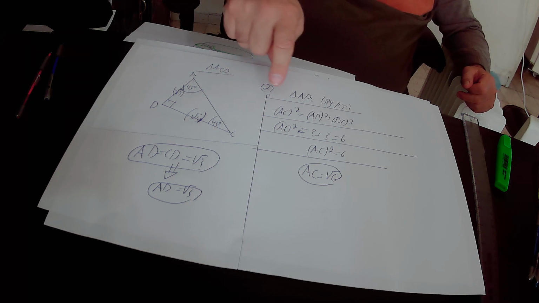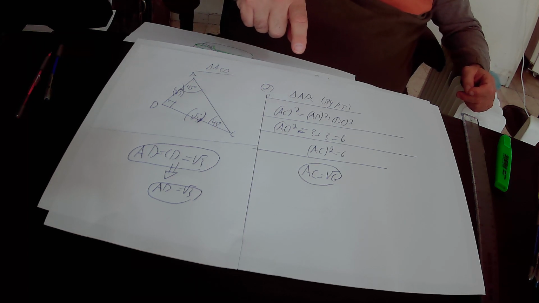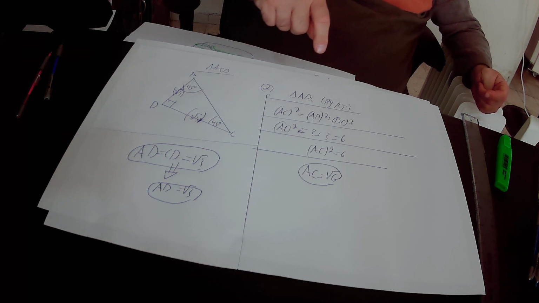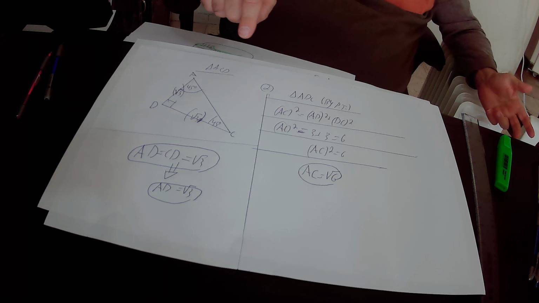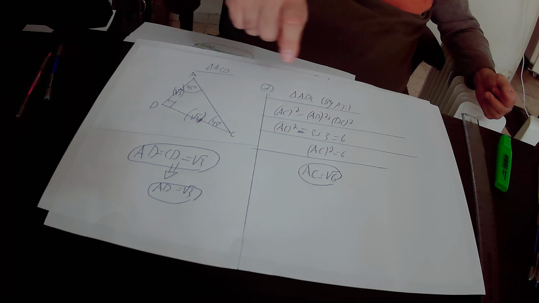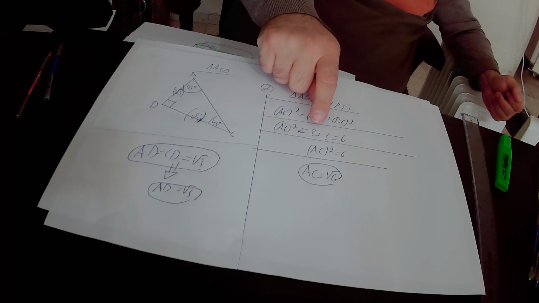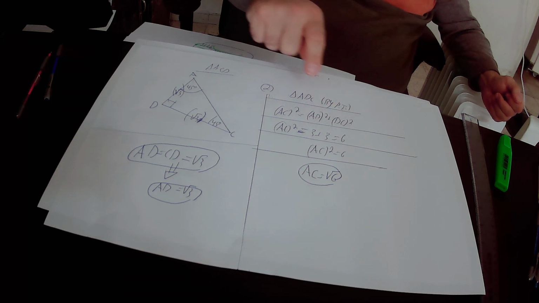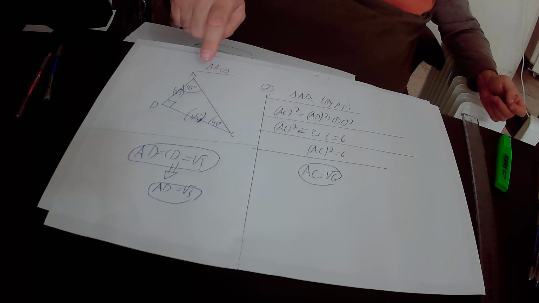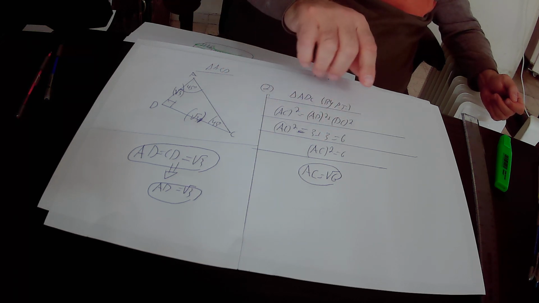So AC squared, that is the square of the hypotenuse, equals AD squared. AD squared is the square root of 3 squared, that is 3. Plus DC squared. DC is also the square root of 3, therefore DC squared is 3. So in total AC squared equals 3 plus 3, that is 6. So AC squared equals 6. We took a root out of this equation and finally found that AC, the hypotenuse, equals the square root of 6 units in its length.